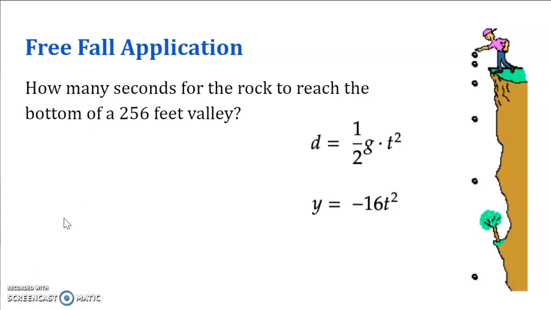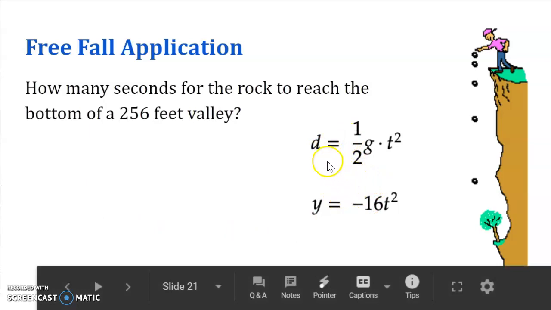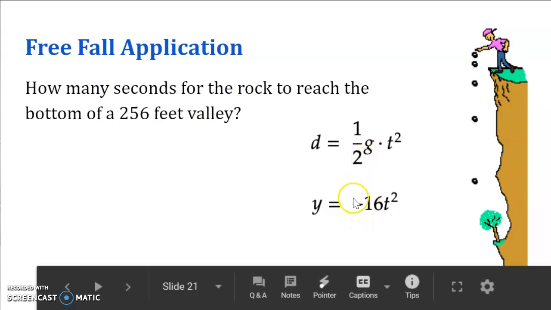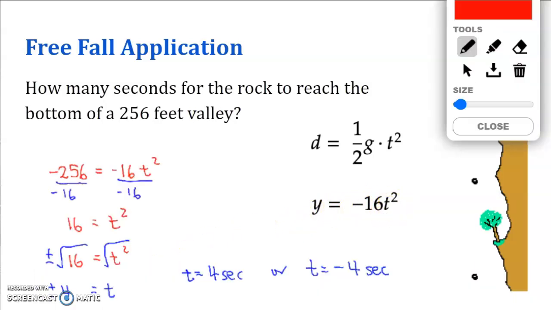Okay, a quick application problem. How many seconds for a rock to reach the bottom of a 256 feet valley? Again, we can always use the equation half g t squared, where g is the gravitational force, which is negative 32, or acceleration due to gravity. So we can use y is equal to negative 16t squared. We can set up the equation as negative 256, because it's going below ground level, is equal to negative 16t squared, and this is the work, and you'll get t is equal to 4 seconds or negative 4 seconds.